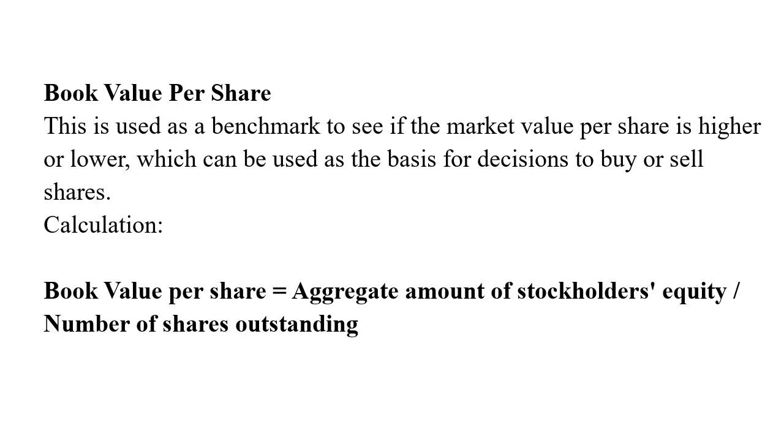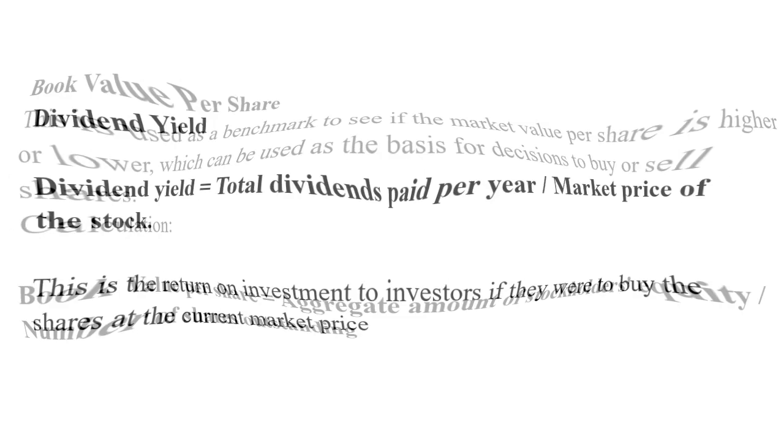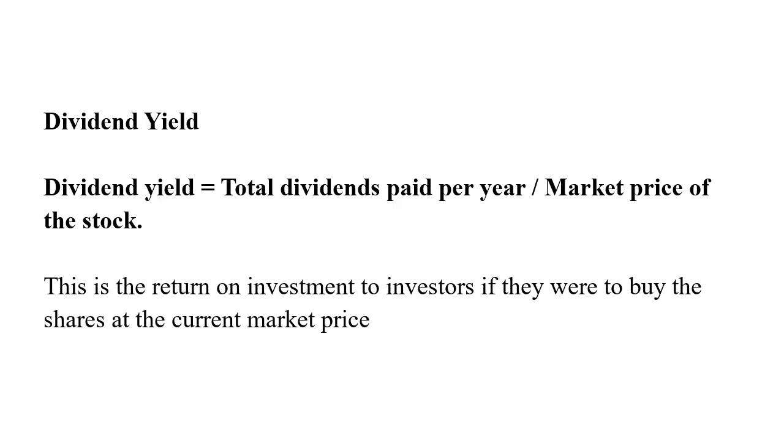How is it calculated? Book value per share equals the aggregate amount of stockholders' equity divided by the number of shares outstanding. Then dividend yield. Dividend yield equals total dividends paid per year divided by the market price of the stock. This is the return on investment to investors if they were to buy the shares at the current market price.